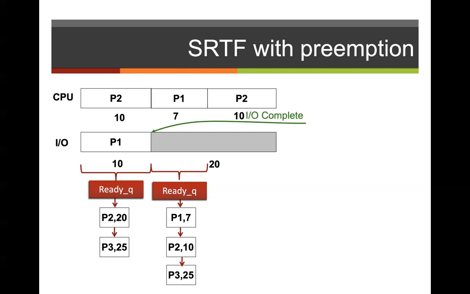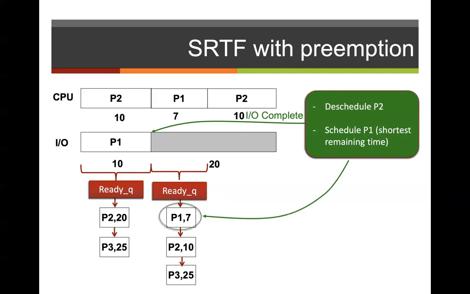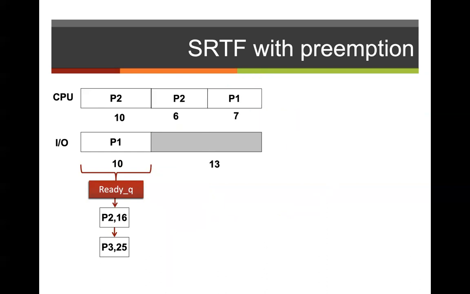P2 has a time of 10. P3 has a time of 25. So in this regard, we will opt to deschedule P2 and schedule P1, as it has the shortest remaining time to complete. P2 has 10 at this point, P1 has 7, so we will schedule P1 for IO. At this point, P1 is then complete.